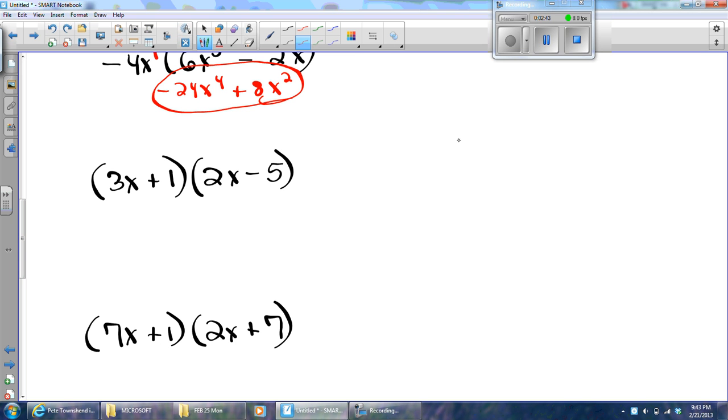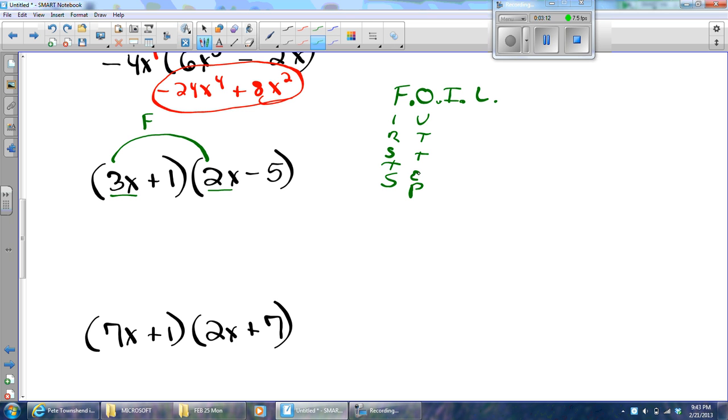Now, what happens when the problems look like this? Two binomials. That's where this FOIL thing comes in. FOIL is just an acronym to help me know to double distribute. All I'm going to do is multiply my firsts, which are the first terms in each binomial. These are your firsts. And then I'm going to multiply my outers. And I'm not talking about belly buttons. My outers, those are the ones on the outside. My outers are these two.